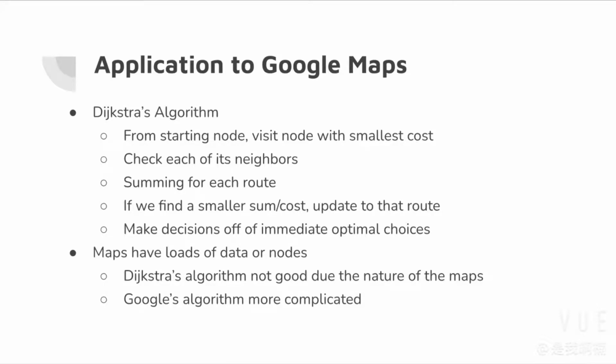However, we know that maps have loads of information, data, nodes. So Dijkstra's algorithm is not good due to the nature of maps. There's constant information that's overflowing, and trying to figure out the optimal route each time is not efficient. So Google's algorithm is most likely a lot more complicated.